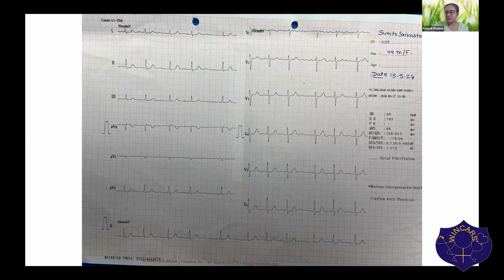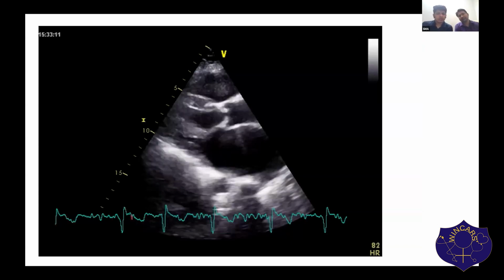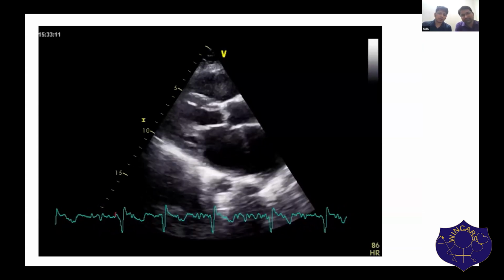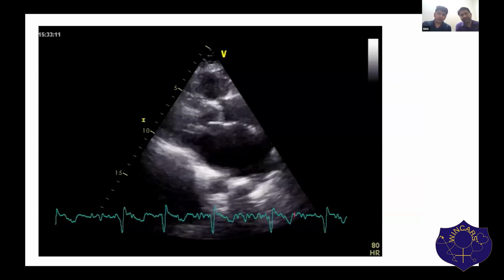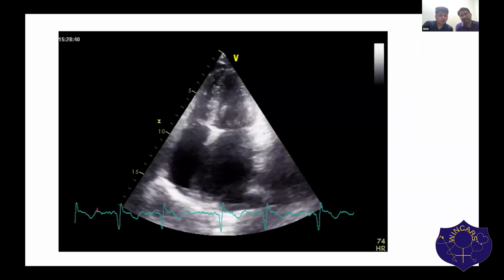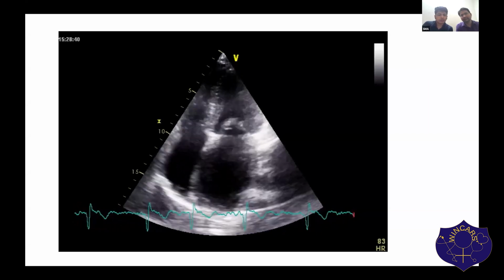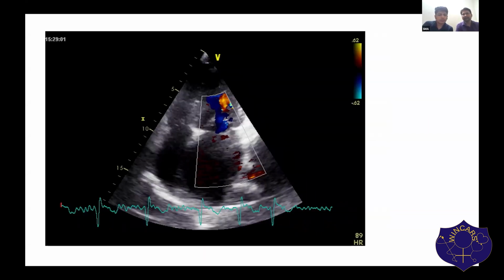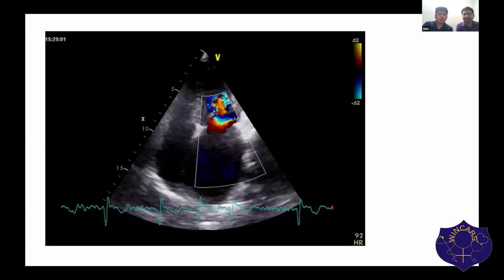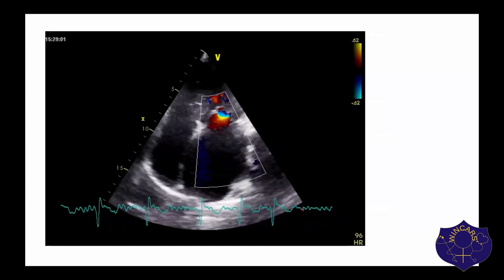Can we have the echo? Yeah. This is the parasternal long axis view showing a thickened doming mitral valve with a thickened aortic valve and left atrial enlargement. This is the 4-chamber view. There is no MR. Maybe there's a gradient across the.